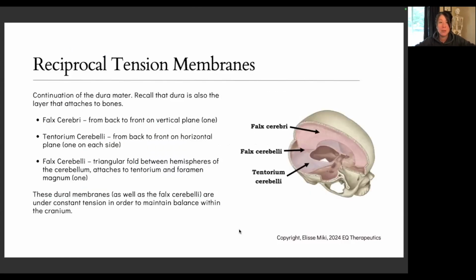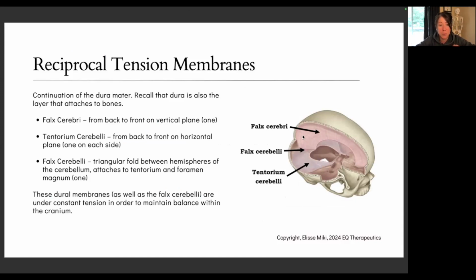Now, these membranes are what are called reciprocal tension membranes. Okay, so remembering that these are a continuation of the dura mater. Recall that dura is also the layer that attaches to bones. Okay, now let's just look at these individually because we do have three reciprocal tension membranes that are sort of forming that inside membrane system inside the head. So we're going to have three main ones that we're going to learn to work with.